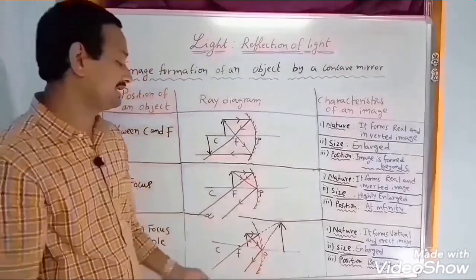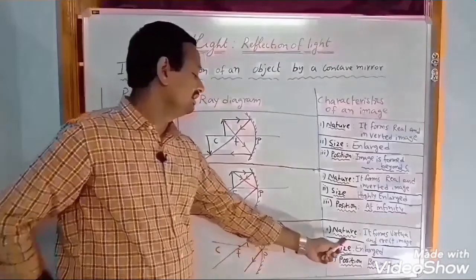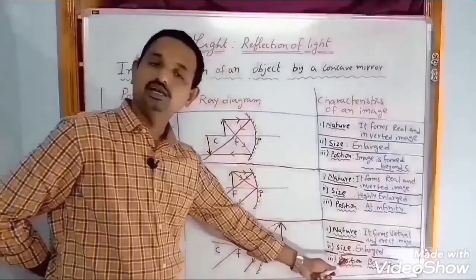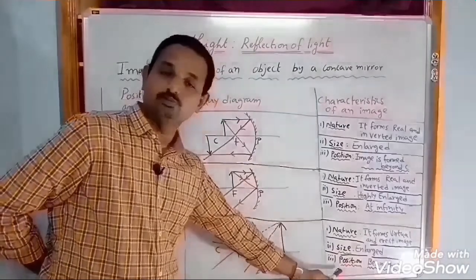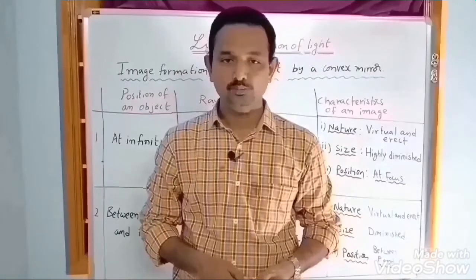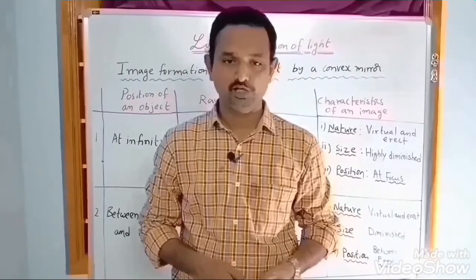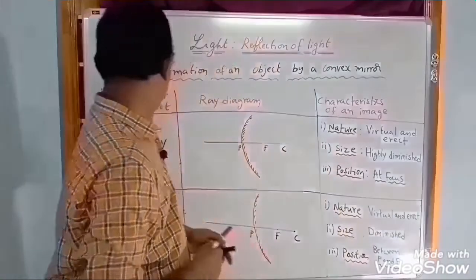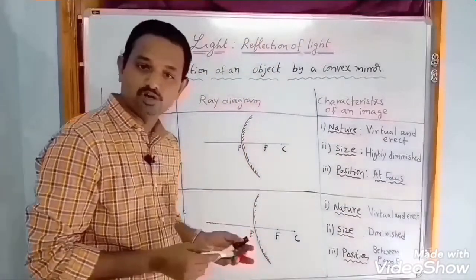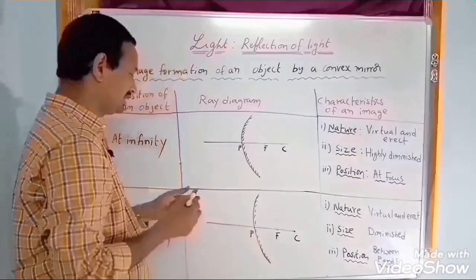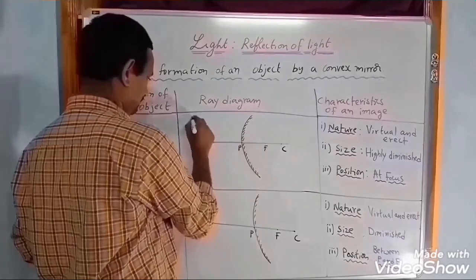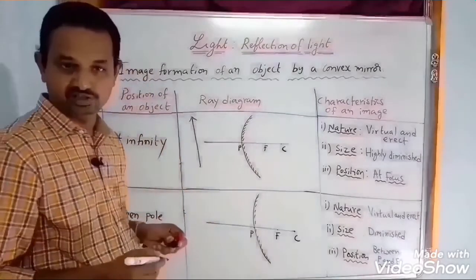What about the characteristics of the image? Here, nature, it forms a virtual and erect image. Size, enlarged. What about its position? The image is formed behind the mirror. Now, image formation of an object by a convex mirror. When the object is at infinity, where is the image formed? So here I am taking the object at infinity.